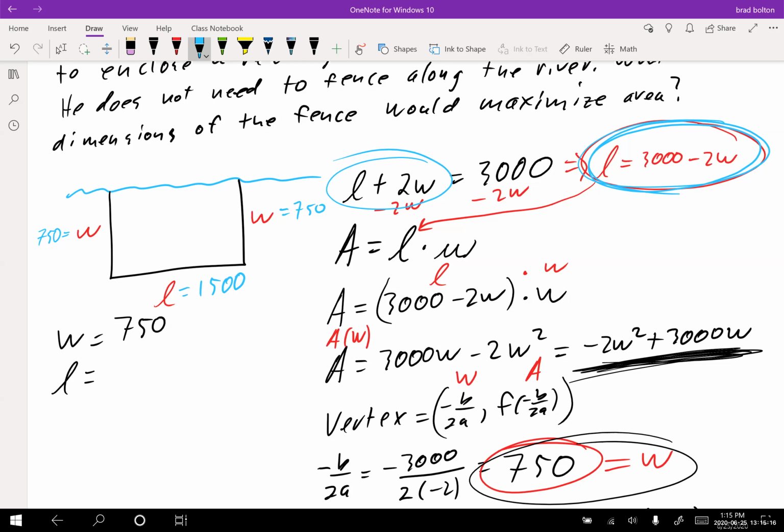And then the maximum area that we could enclose with 3,000 feet of fencing is 1,125,000 feet squared. There is no bigger three-sided rectangle that we could build that would hold more area than that. Other things might get close, but nothing could ever be bigger than that because we found the maximum area and we used a parabola to find it.